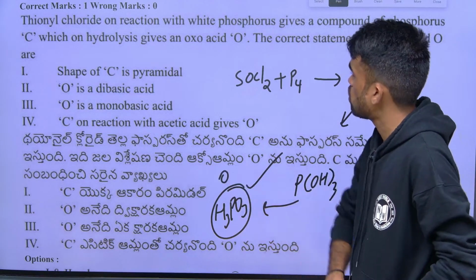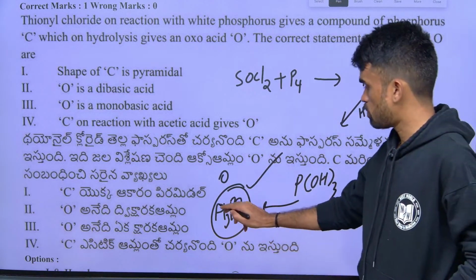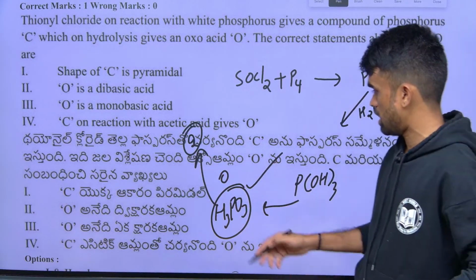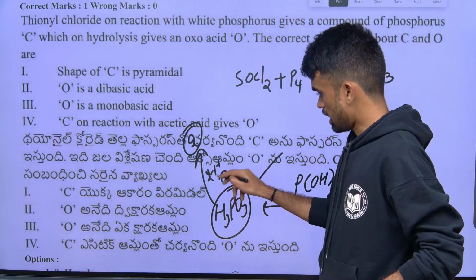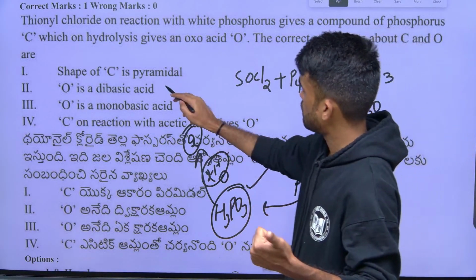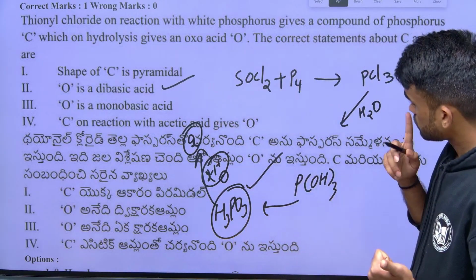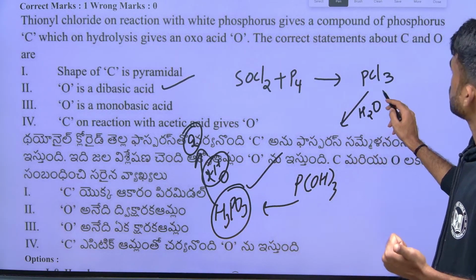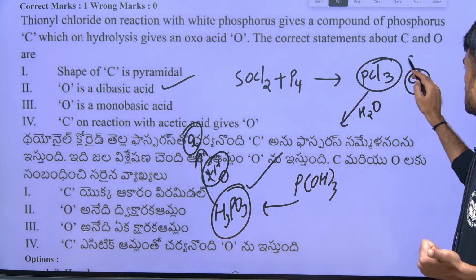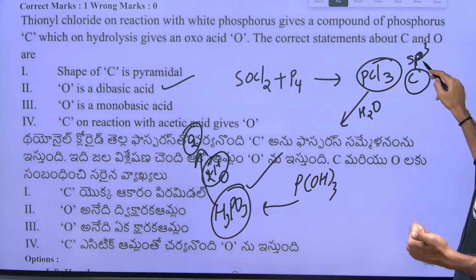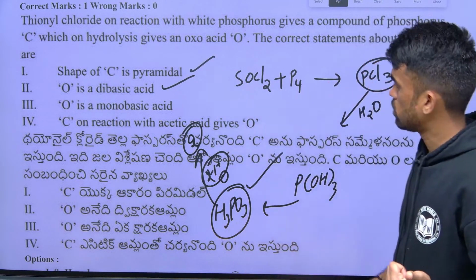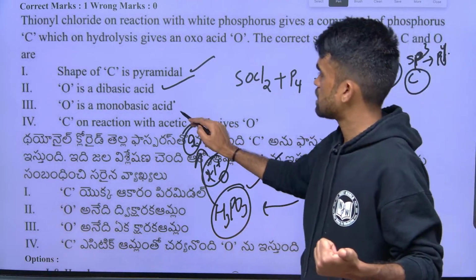So this is orthophosphoric acid, which is the oxo acid of phosphorus. So this is our O. Now this orthophosphoric acid is a dibasic acid. It can release 2 H plus ions. So that I can say, that is dibasic acid. And the shape of C: here the compound C, PCl5, shape is what? Having sp3 hybridization and pyramidal shape. Okay, correct only. So O is monobasic acid, wrong.